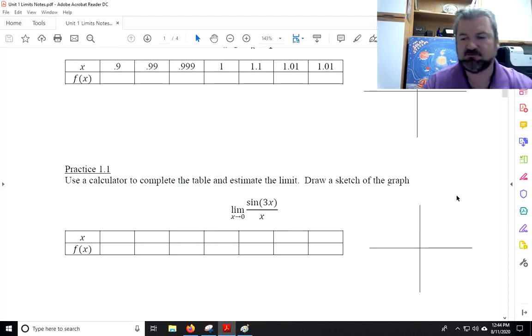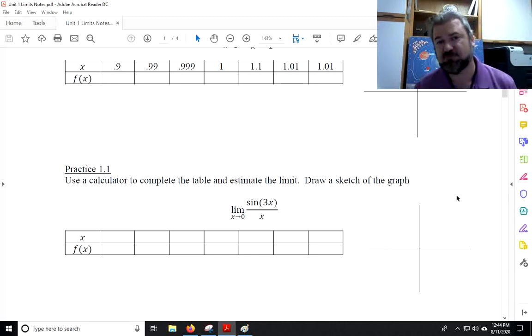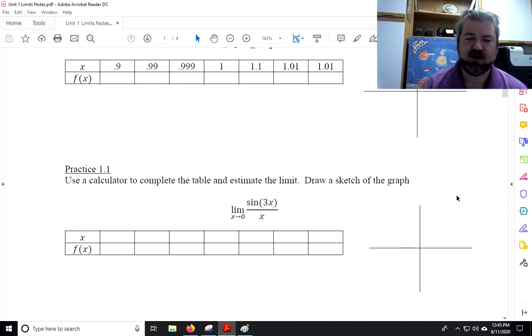What I want you to do is to use a graphing calculator or Desmos. You can get Desmos on a cell phone. It's a free app as well. I want you to go ahead and try your first practice problem. I want you to evaluate this limit. Now, I left off the x values, so you need to pick x values that are close to 0. I need you to pick x values from the left of 0, so just barely negative, and to the right of 0, just barely positive. All right, pause the video, and then we'll go over your answers.